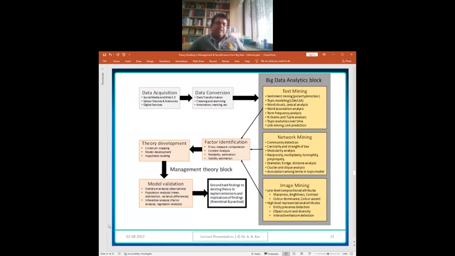So what happens typically? We start off with data acquisition, move towards data conversion, and then comes the big data analytics block. In the big data analytics block, we may use machine learning for text mining. We may use ML for network mining. We may use ML for image mining or video mining.